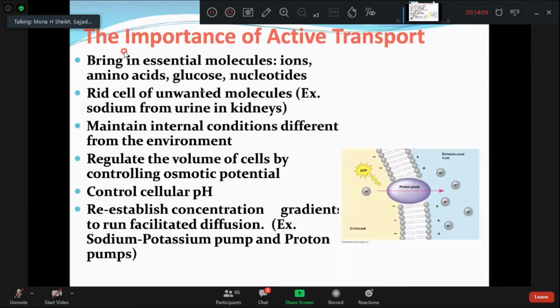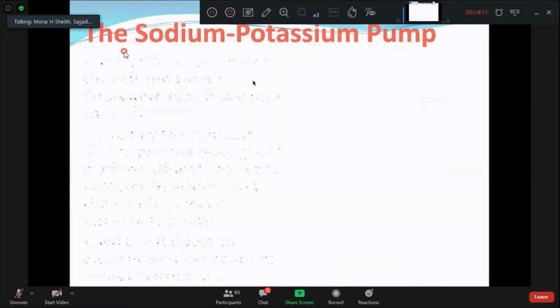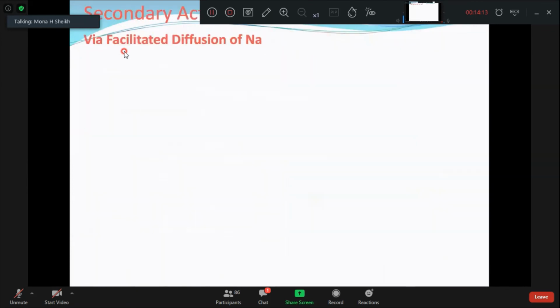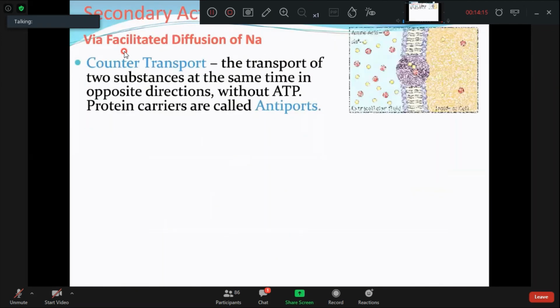You remember the sodium potassium? It used ATP in the primary stage. Yes. Who said that? Sajjad. Bravo. Then, although we don't use ATP by this particular protein, it is dependent on the gradient created by the sodium potassium ATPase pump. So we call them secondary active.